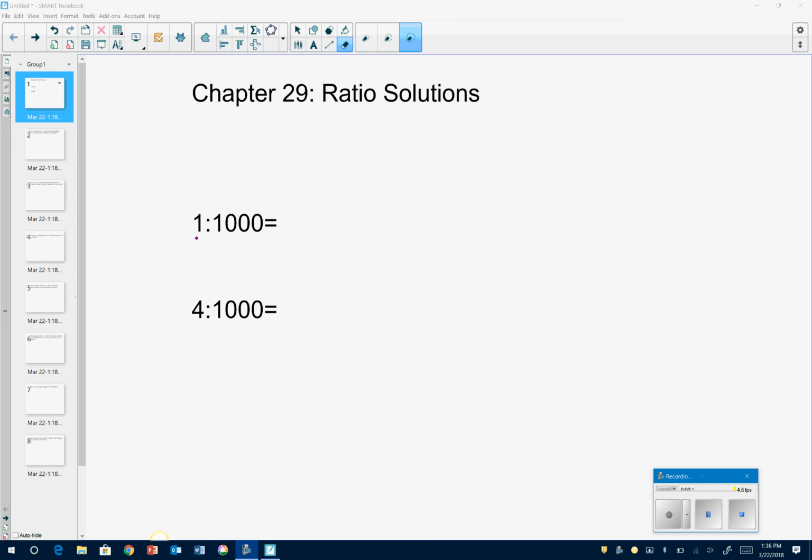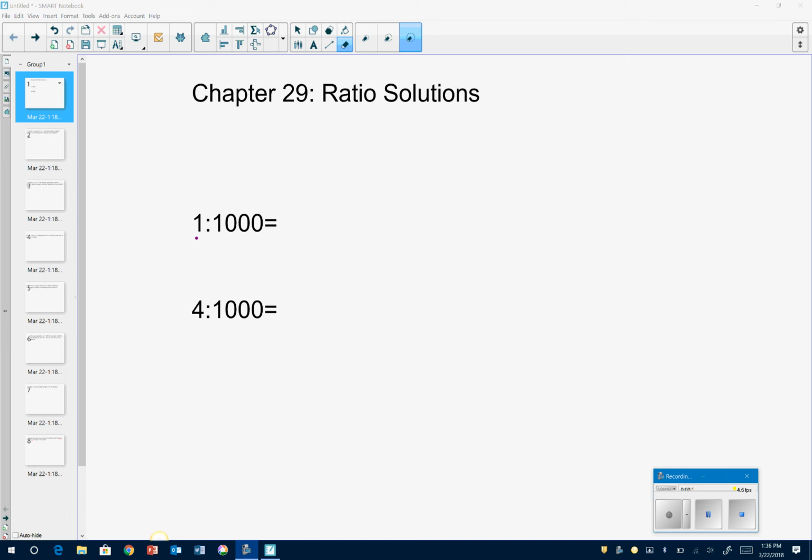After reading through this chapter and doing the practice problems, you should be able to convert ratios to fractions, convert percentages to ratios, convert ratios to percentages, and reduce ratios to the lowest terms. And then you should be able to use ratio proportions to calculate the amount of an ingredient needed to prepare a concentration of a specific ratio solution.